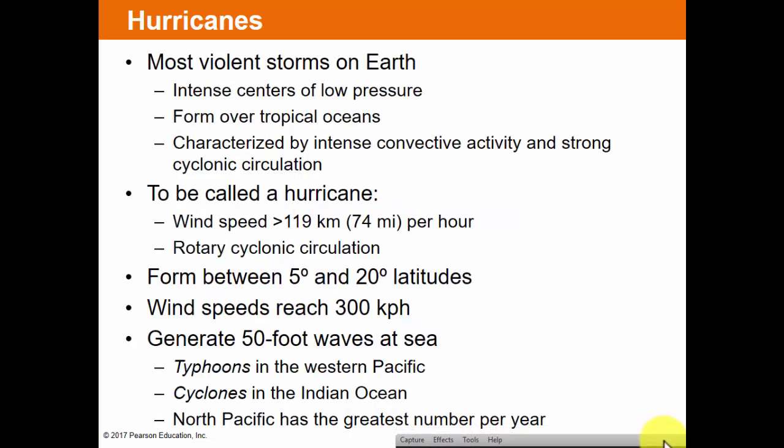Which takes us now to hurricanes. According to the text, the most violent storms on Earth. Of course, they are also centers of low pressure, just the same way that tornadoes are. They always form over the tropical oceans. Tropical cyclones, which is what a hurricane is, a hurricane, tropical storm, or a tropical depression, they all come under the nomenclature of tropical cyclone.